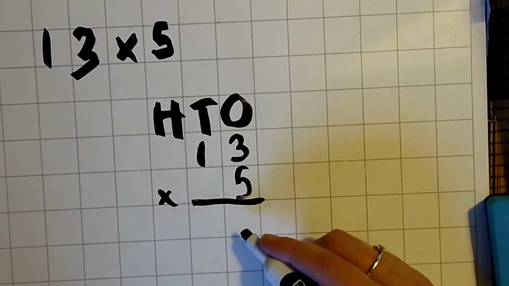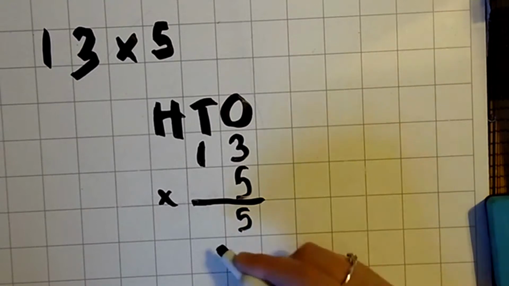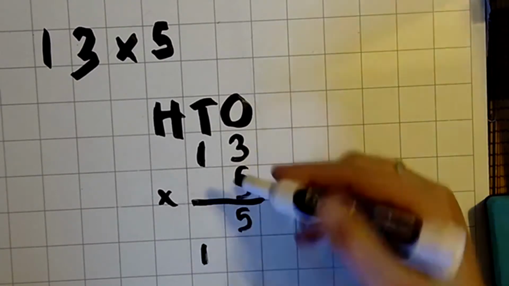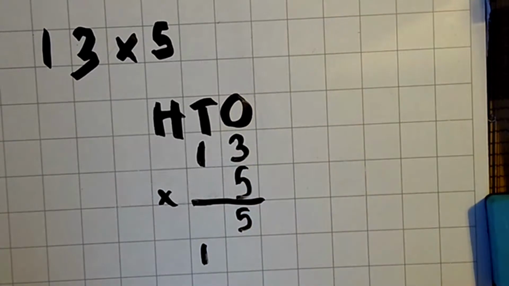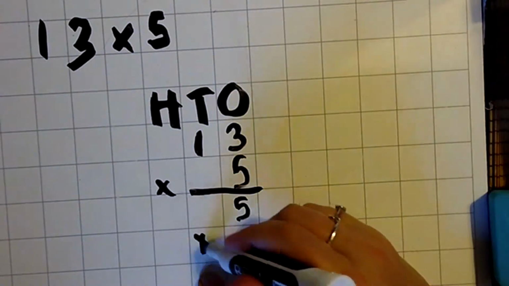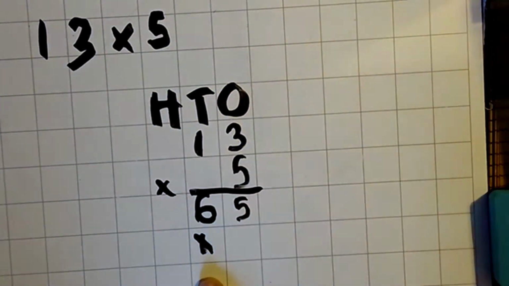Can I have 15 1s here? No. It would need to be 5 1s, and I'm going to regroup 10 of my 1s to become a 10. 1 times 5 is equal to 5, and then adding on, this is in our tens column, so I'm adding on that extra 10, it will become 65, 6 10s.